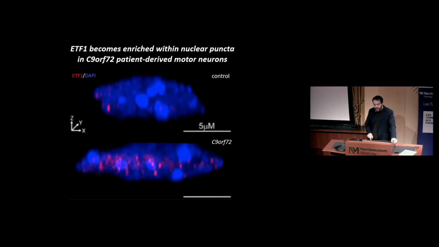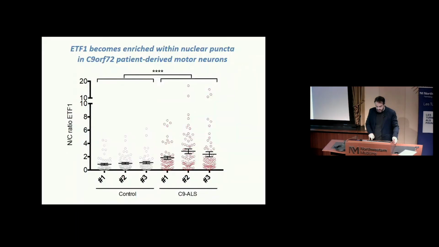And when we did careful immunocytochemistry to try and really understand where this happens, we noticed that, in this three-dimensional reconstruction of the entire nucleus of a stem cell-derived control neuron on the top, and a stem cell-derived ALS neuron on the bottom, the blue is DAPI, and these red spots indicate ETF1. And we found that ETF1 accumulates in distinct nuclear foci. So this is just the quantification of this data. This is neurons derived from 3 C9 ALS patients relative to 3 unrelated healthy controls.